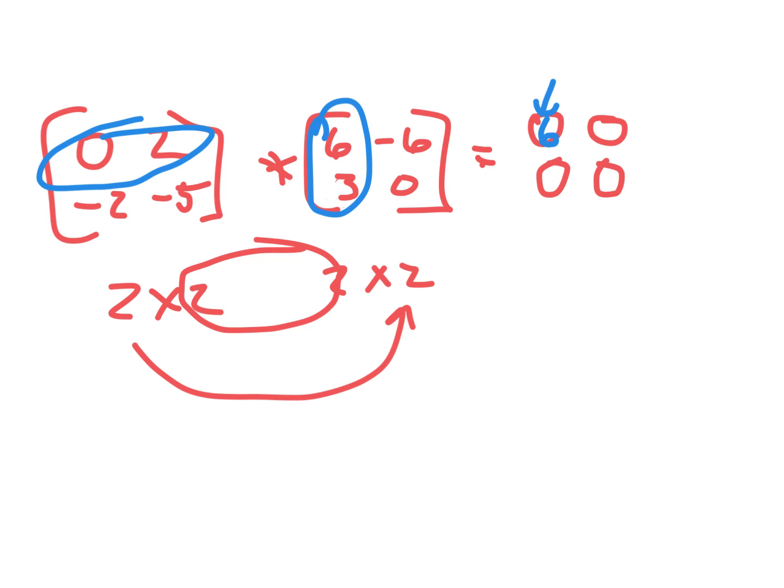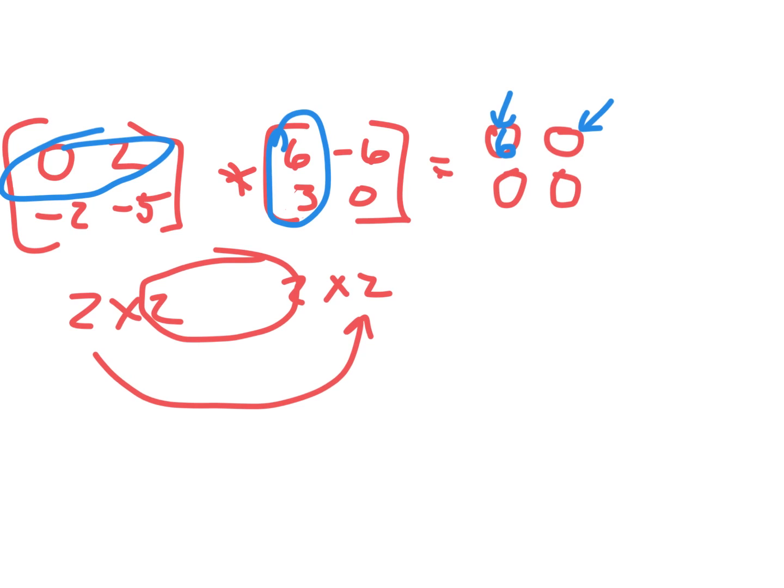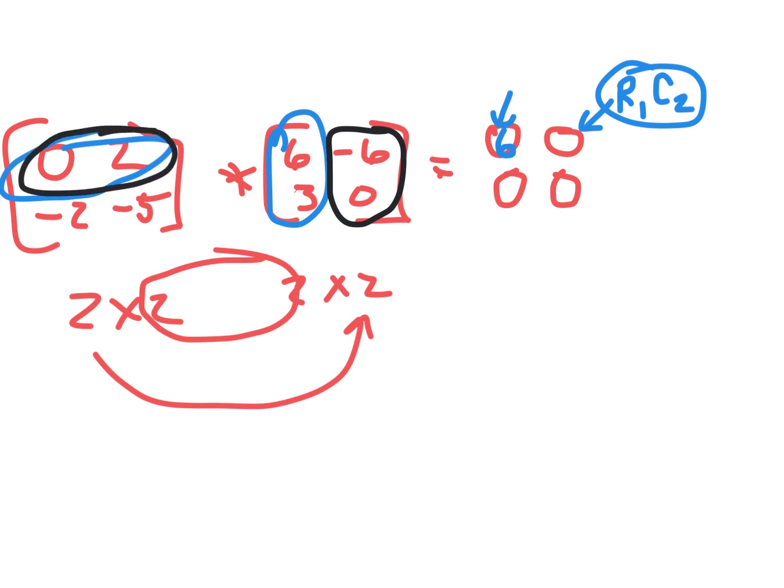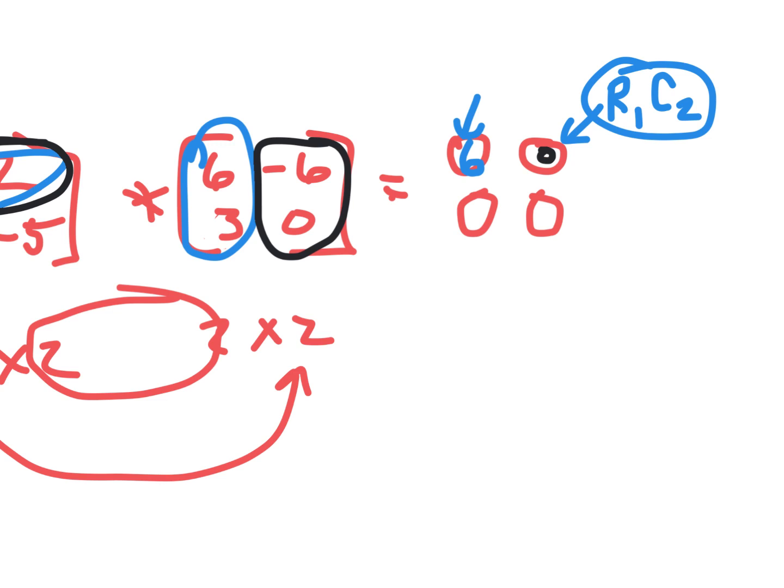Okay. Now I'm going to go to this spot. That's row 1, column 2, I think. Right? Can you tell me what the numbers are for row 1? 0 and 2. Yep. What's column 2? -6 and 0. Yep. If you're going to do these two, what times what plus what times what? 0 times -6 is 0, plus 2 times 0 is 0. 0 plus 0 is 0. Just a 0 in that one.